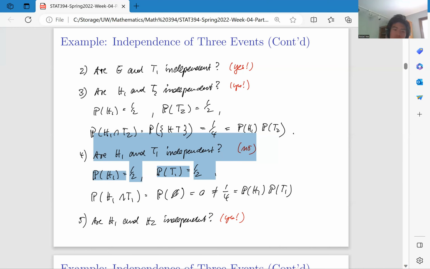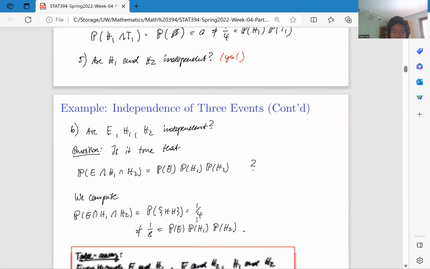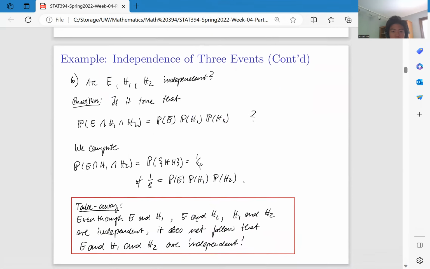Okay, so let's leave this as an example for you to examine. And I would say yes, because obviously in this example's pattern there are 4 elements, and H1 and H2 share one thing in common, that is, how to say, they share HH in common. So obviously it's independent.